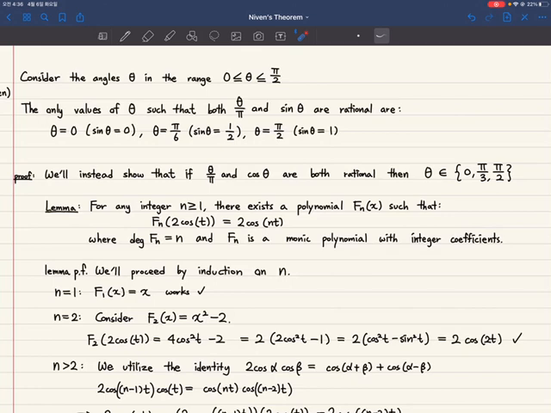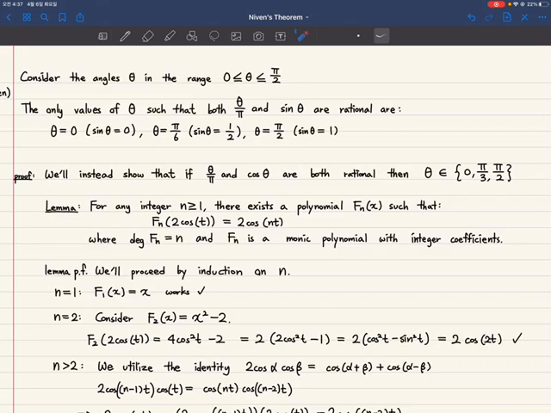So first we address the lemma, and the lemma is the following. For any integer n greater than or equal to 1, there exists a polynomial fn of x such that fn of 2 cosine t, where t is a real number, equals 2 cosine of n times t. But there's also another constraint: the degree of fn must equal n, and fn must be a monic polynomial with integer coefficients.